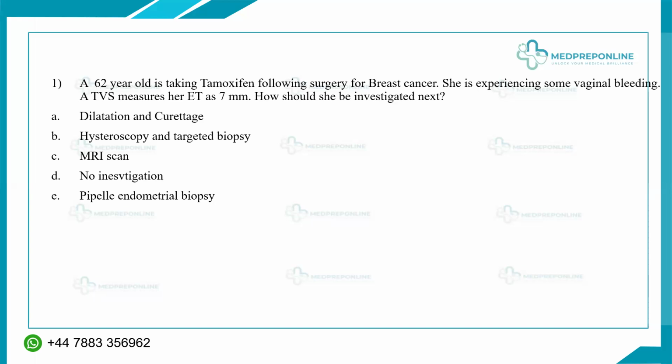A 62-year-old is taking tamoxifen following surgery for breast cancer. She is experiencing some vaginal bleeding. A transvaginal ultrasound measures endometrial thickness at 7 millimeter. How should she be investigated next? A dilatation and curettage, hysteroscopy and targeted biopsy, MRI scan, no investigation, or pipelle endometrial biopsy.